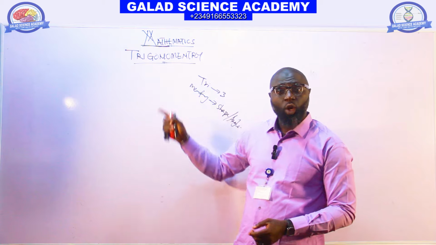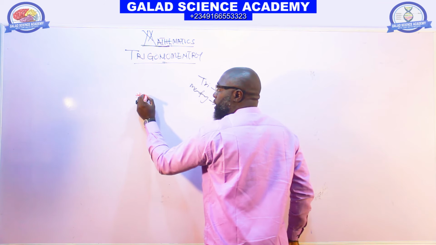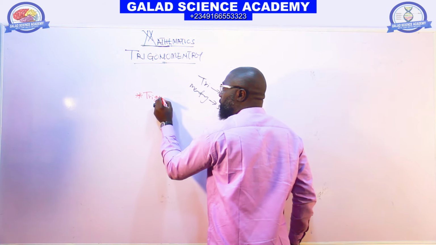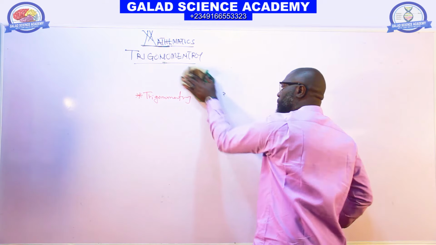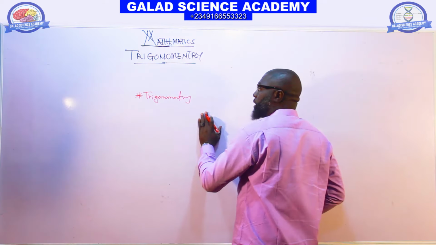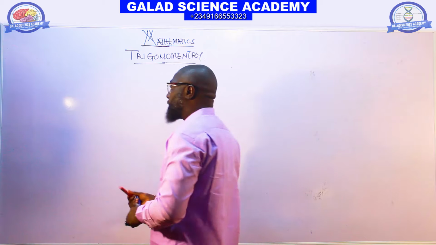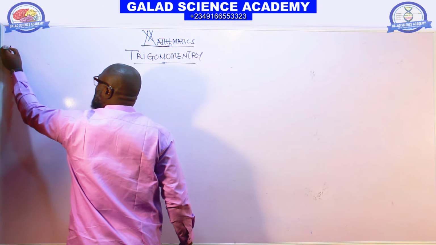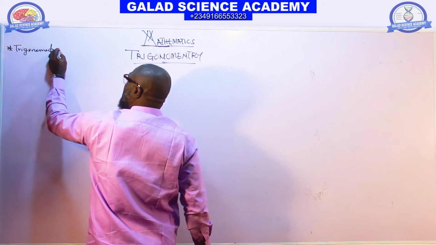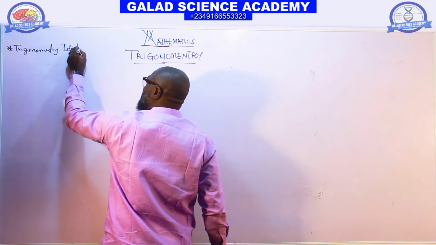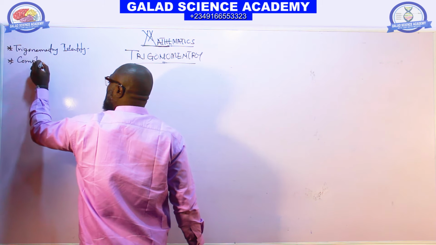Trigonometry includes what we call trig identity. Let me write it here. It includes: one, trigonometry identity. Two, we have what we call complementary angle.